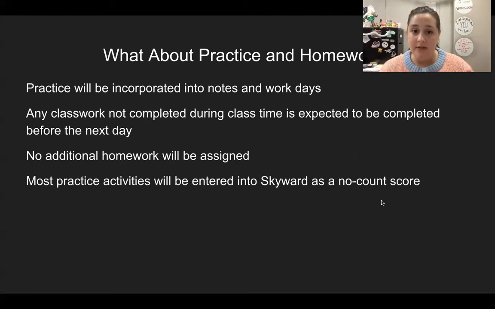Most of these practice activities will be entered in Skyward as a no count grade. With standards-based grading, the practice is not what gets graded, it's really the assessment. So for a lot of these activities, I would put the score in and then just mark it a no count so that they don't get penalized for practicing something new. But other times there may be activities that do get put into the gradebook, but those will generally be a bigger assignment or a bigger activity where they have more time to work on it.